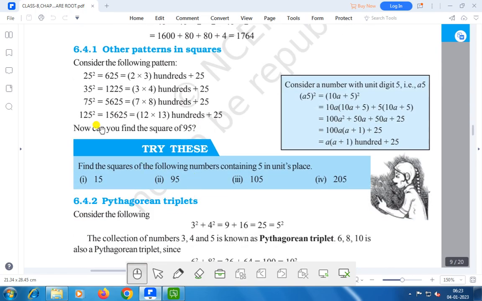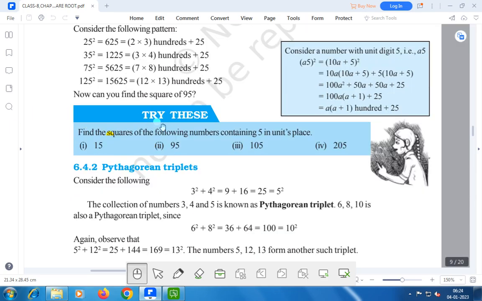Other patterns in squares. Consider the following pattern. 25 square, this is 625. It can be written as 2 into 3 hundreds plus 25. Or 35 square is equal to 1225, that is 3 into 4 hundreds plus 25. Or 75 square is 5625, that is 7 into 8 hundreds plus 25. 125 square is 15625, that is 12 into 13 hundreds plus 25. Can you find the square of 95?